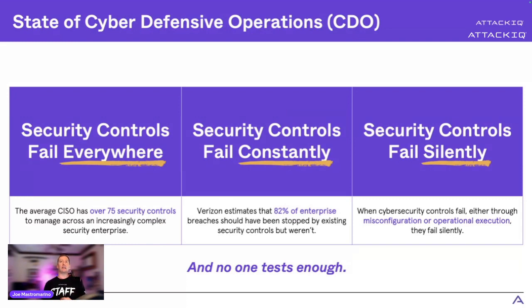These controls fail constantly. Verizon estimates that about 82% of enterprise breaches should have been stopped by the existing security controls, but they weren't. And that these controls fail silently. So when these controls fail, either through their misconfiguration or operational execution or drift over time, they'll fail silently. And you won't necessarily know that these things are no longer operating up to your standard.